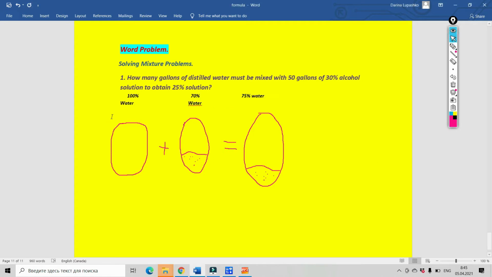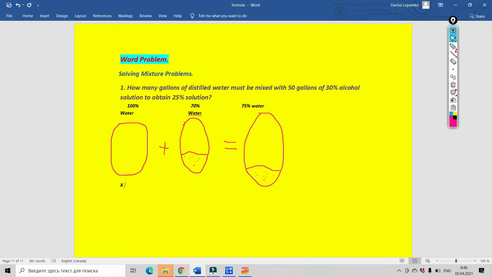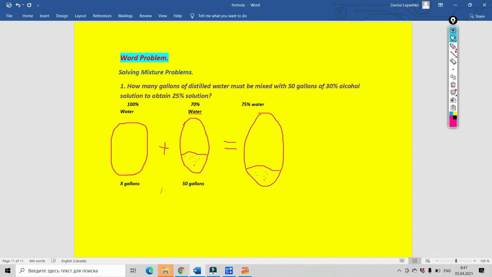Now, we have 100% water in the first container, 70% water in the second, and 75% water in the third. Let x be the quantity of gallons in the first container. So we have x gallons here, and here we have 50 gallons. We added 50 gallons, and we got x plus 50 gallons. But this is the quantity of solutions.